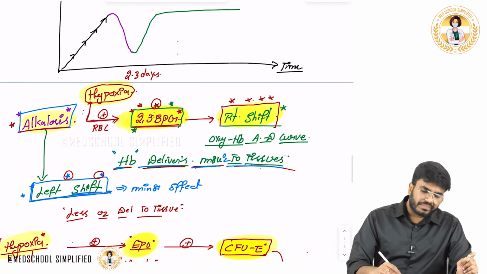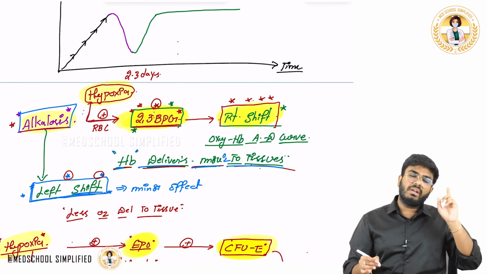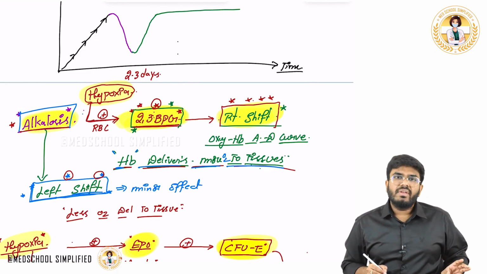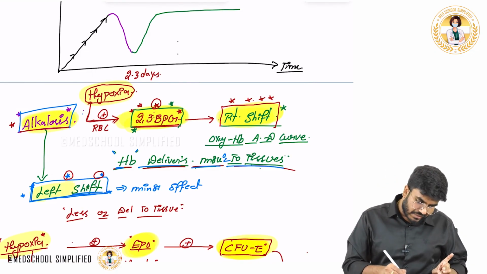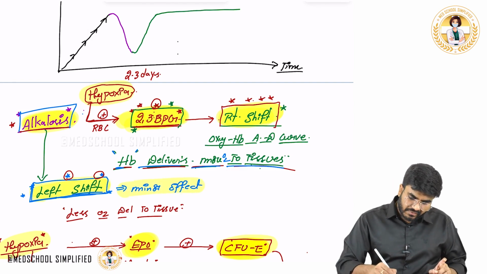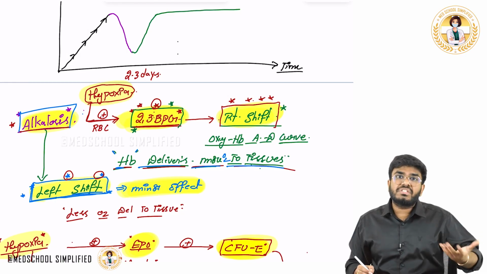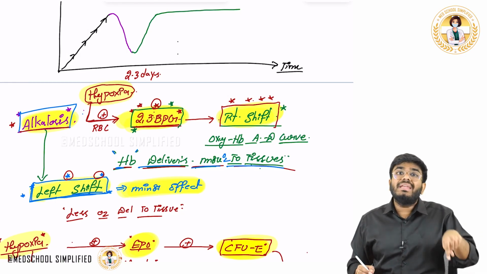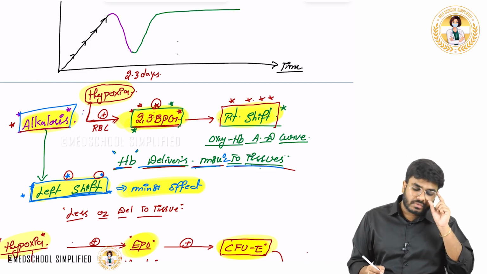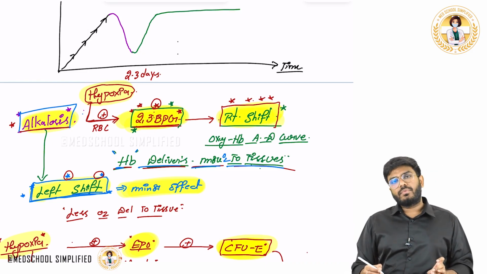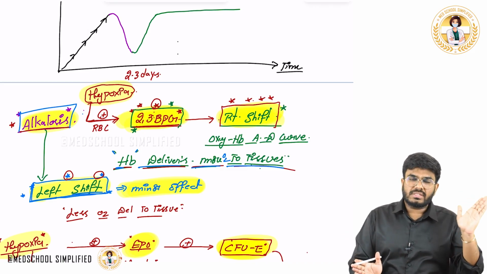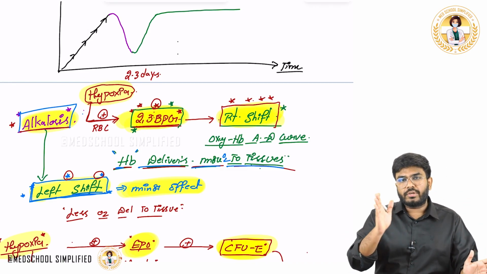Next, when you are living in high altitudes, of course you develop alkalosis. Whenever there is alkalosis, actually there is a left shift. But the effect of the left shift will be dominated by 2,3-bisphosphoglycerate. This 2,3-bisphosphoglycerate is going to cause the right shift. So these are two different things. Alkalosis is going to cause left shift. 2,3-bisphosphoglycerate is going to cause right shift.